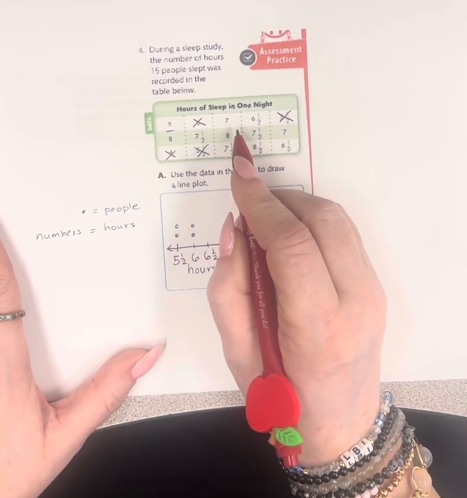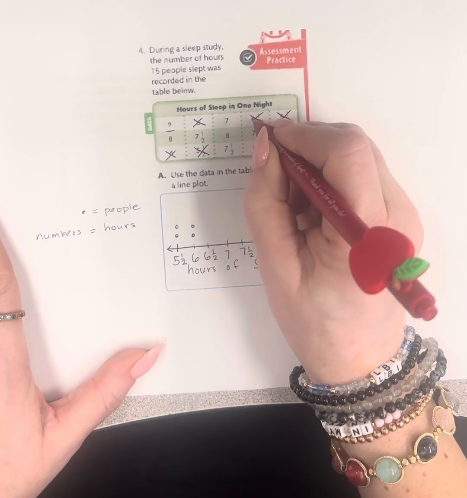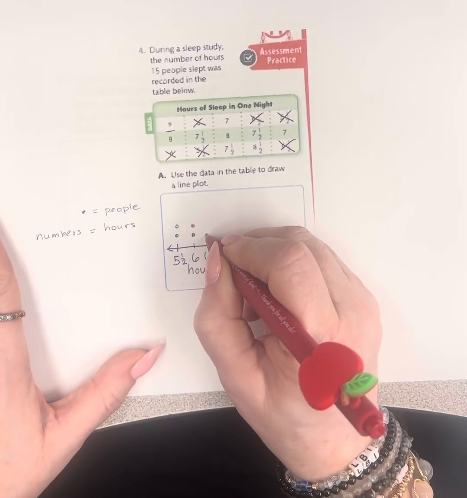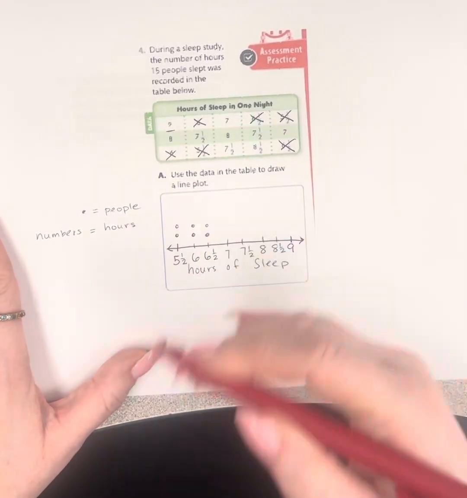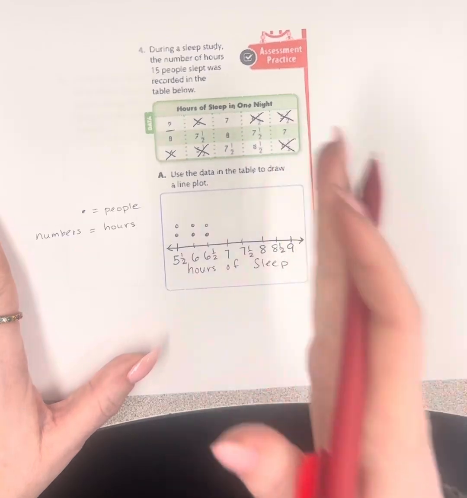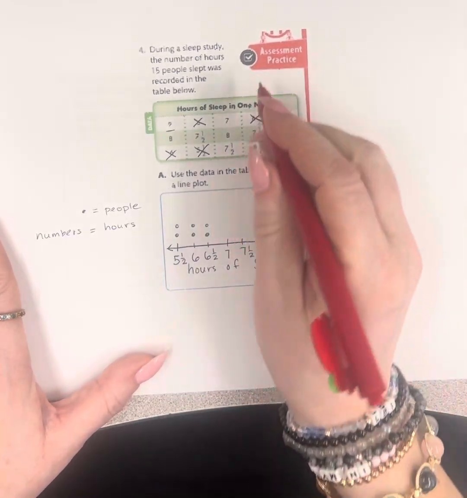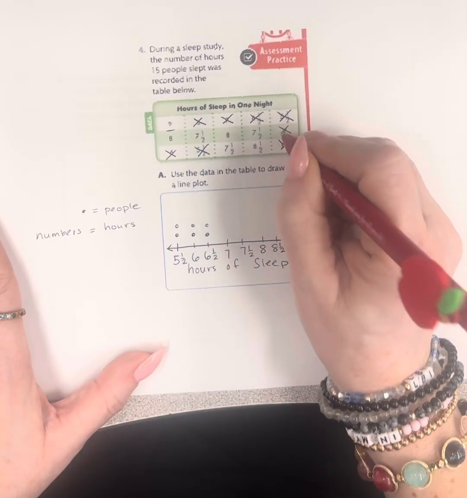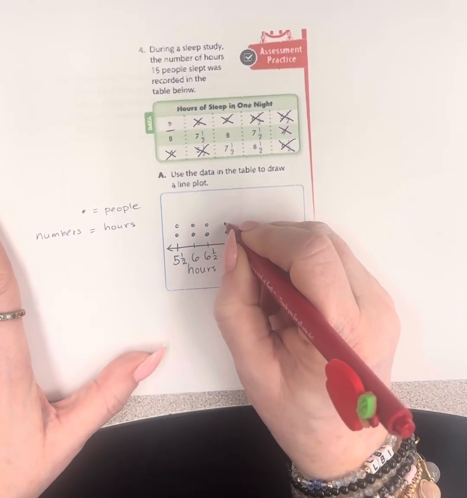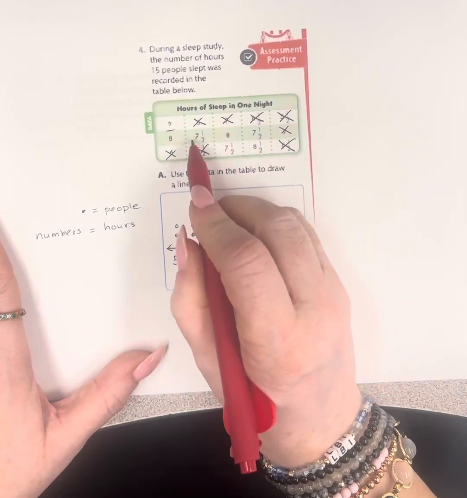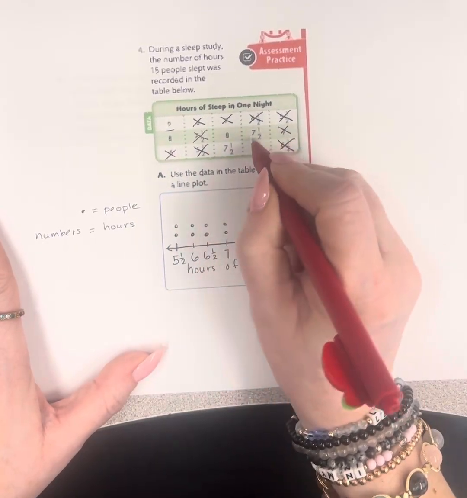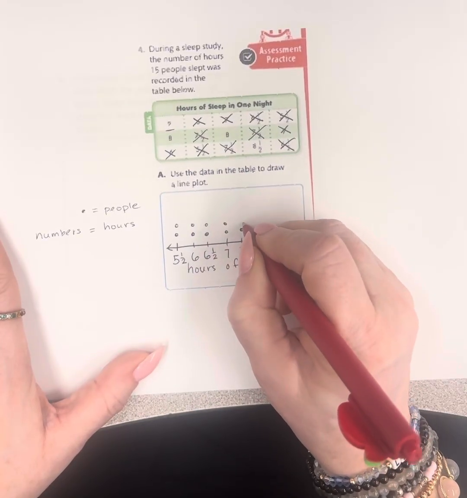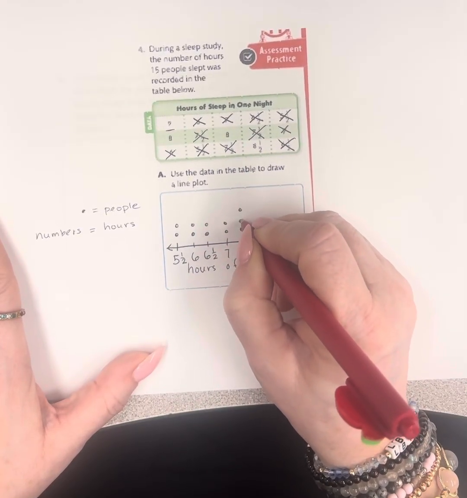Now I'm going to go to 6.5. I've got 1 6.5, and I've got 2 6.5. Now I go to 7. It's all about knowing the steps and repeating the process. I've got 1 7, 2 7s. Okay, 7.5. I've got 1 7.5, 2 7.5s, 3 7.5s, which equals 3 dots.